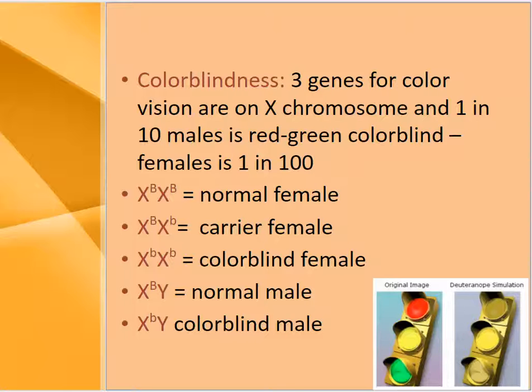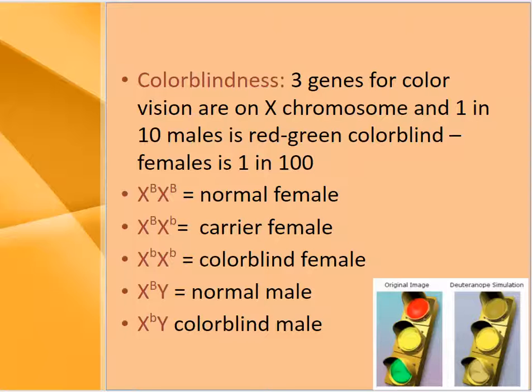There are 3 genes for vision on the X chromosome, and because of that, the statistics are 1 in 10 males is red-green colorblind, and 1 in 100 females is. So you can see the genotypes listed here. Colorblindness is a recessive disorder. The image at the bottom right is a simulation of what they would see. We would see a stoplight that has red, yellow, and green, whereas if you are red-green colorblind, you wouldn't really tell the difference between the red and the green. So they have to memorize where those are.